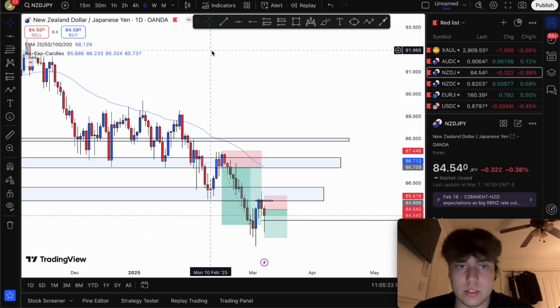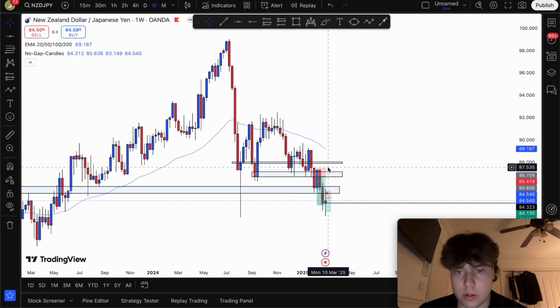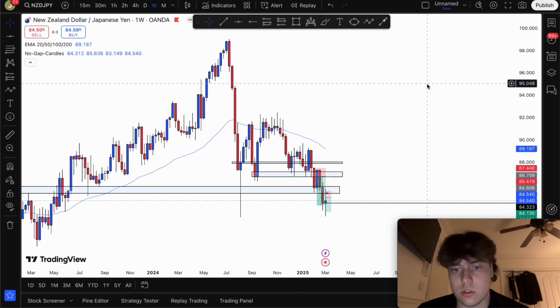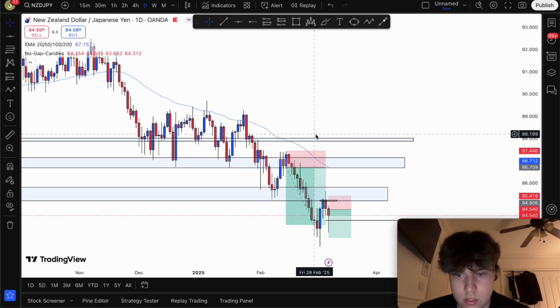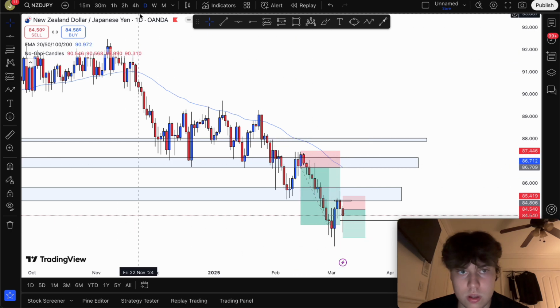Let's look at NZD JPY. All right, NZD JPY on the weekly time frame, we are bearish. This is our lower high. This is our lower low. On the daily time frame, this is our lower high. This is our lower low.